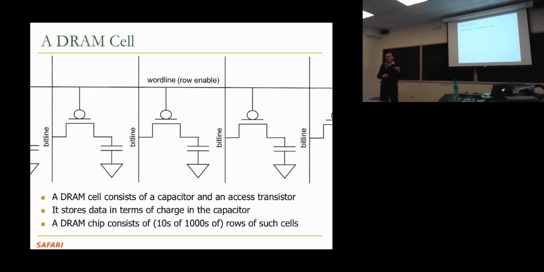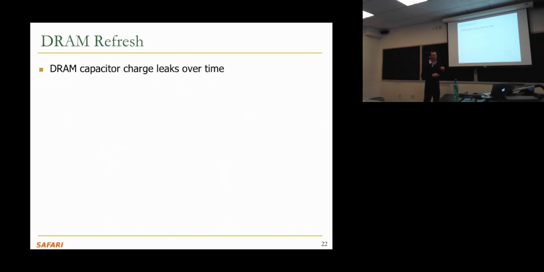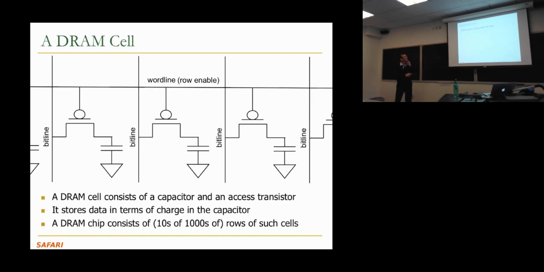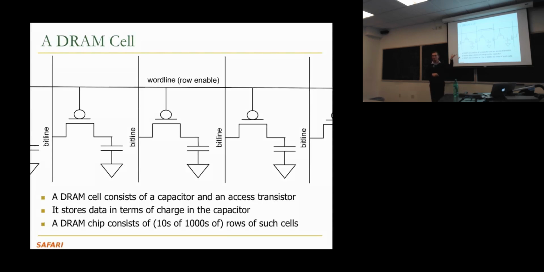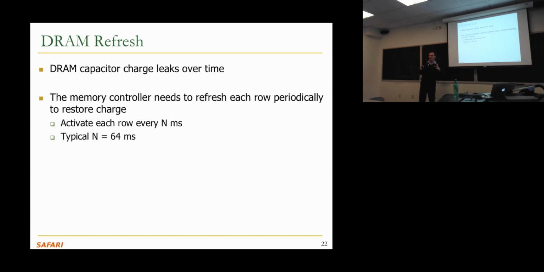But there's a problem with this circuitry that we need to overcome. Even though it's so popular, we use it everywhere pretty much. This capacitor charge leaks over time. Even if you don't enable this access transistor, it keeps leaking slowly because it's not a perfect circuit. But to ensure that the data integrity is maintained, the data that you stored over there remains, the memory controller needs to refresh each row periodically to restore the charge. Basically, this means you need to activate each row every n milliseconds. And this is what existing memory controllers do. This is what happens in your cell phone also.